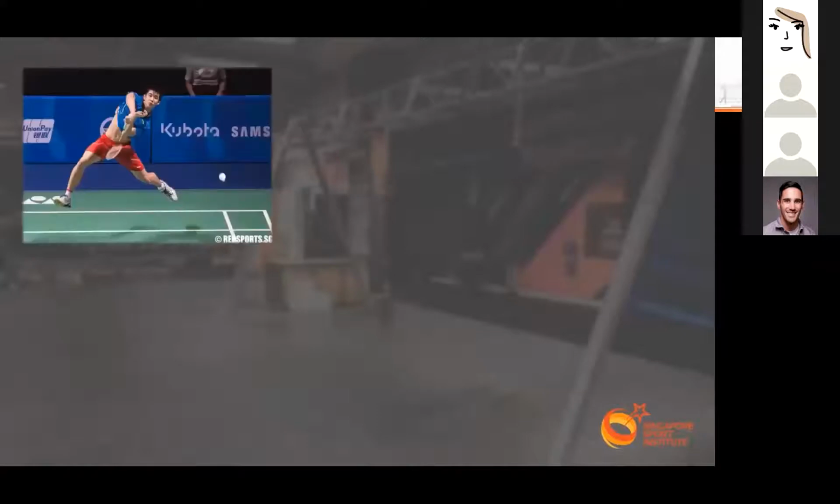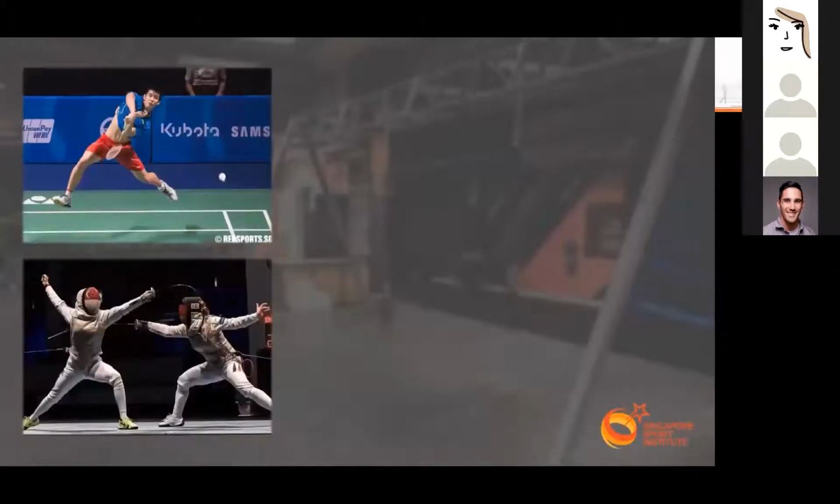Previously described were the concentric and eccentric muscle actions. However, in sport settings, movements seldom occur in isolated fashion. Most sporting movements require one to exert force in a rapid manner, such as executing a jump smash in badminton or a sudden change in direction in fencing.